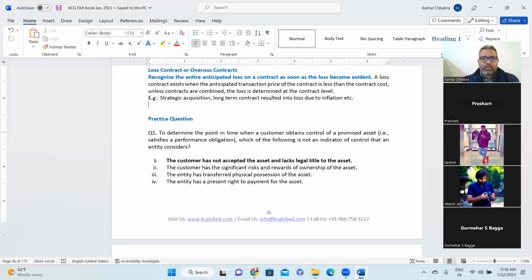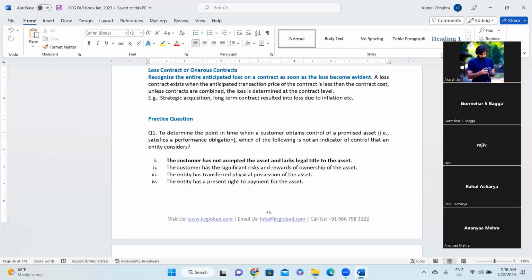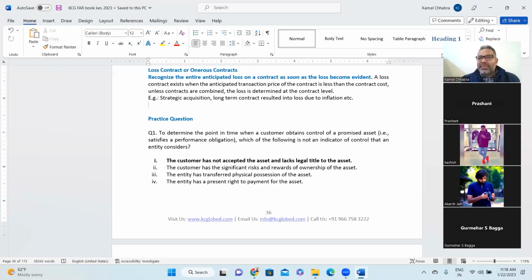Very, very good question, Guru. Kashish, Ayush, Prashant, I'm good. I understood. Anyone else? Rahul, Rajiv, Ananya. Ananya, are you here today? She's not here today, I think. Office training has put people in such a state.